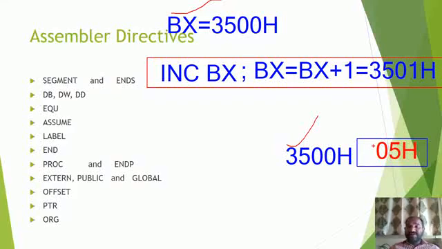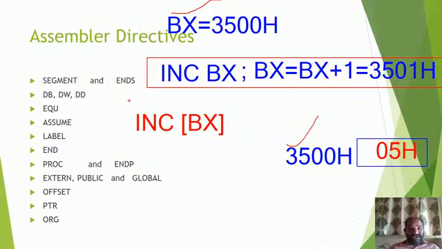I would like to increment this particular 05H by 1, using the indirect addressing mode of operation. You may say that, sir, we can make use of INC followed by square bracket BX. Indirect addressing mode is nothing but putting the offset address inside the square brackets. Then it is easily incrementing the BX, meaning the memory location, by 1.